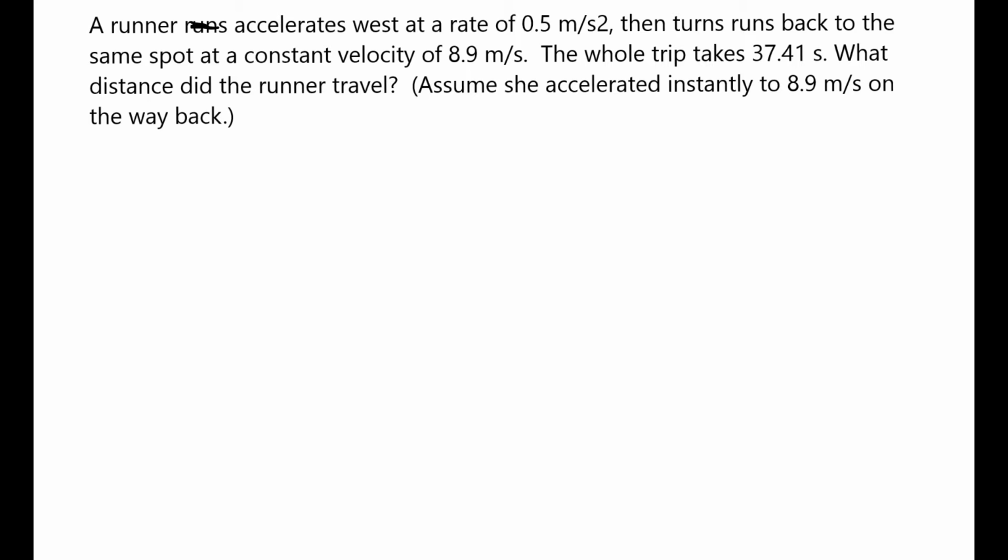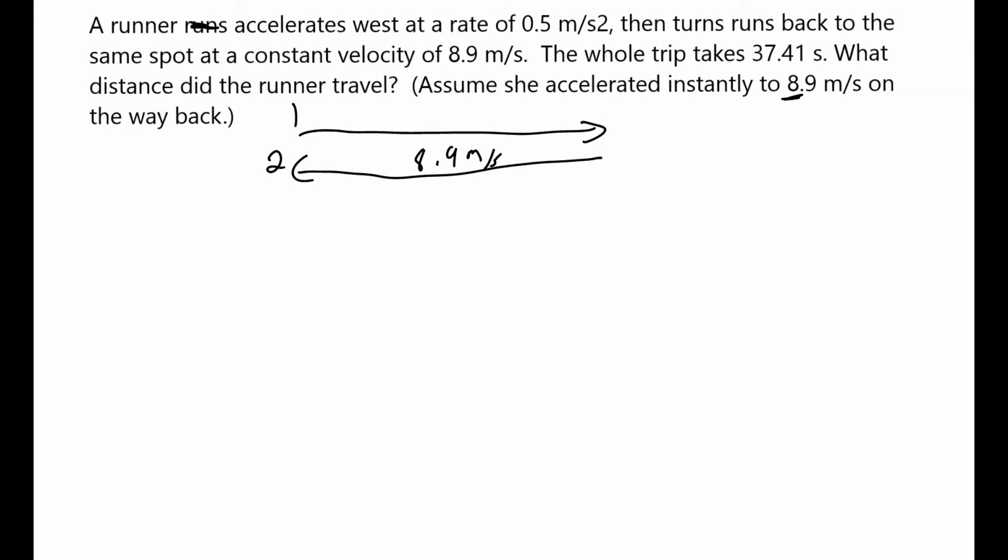So she runs that way, accelerating, and then goes back at a constant velocity of 8.9. So, okay. So this is part one. Part two. Sorry, I lost my train of thought. We just assume she accelerates to 8.9 instantly. Otherwise, we'd have to factor in that acceleration, which would make our lives fairly miserable. So we're just going to ignore that for now.